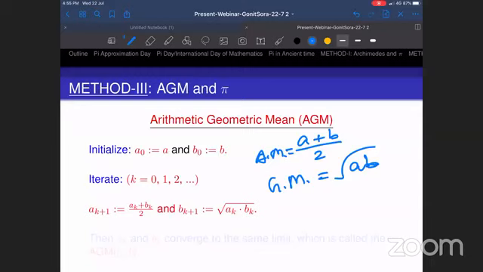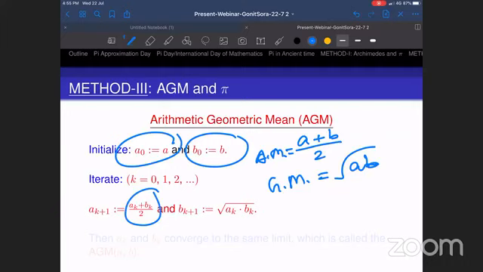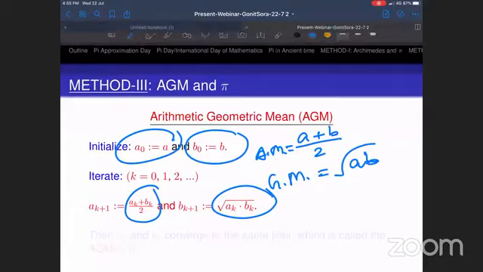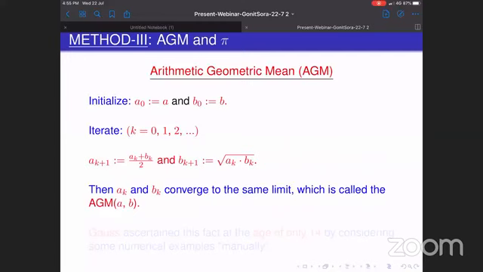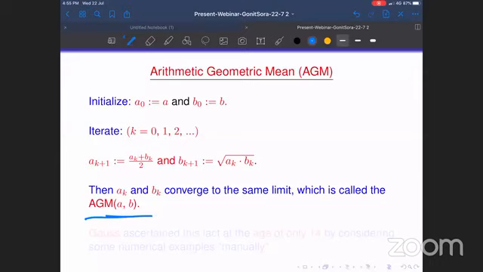So this is the algorithm: a naught is a, b naught is b. Then you just iterate the arithmetic mean and geometric mean, and you go on. Then both the sequence of successive arithmetic means and successive geometric means will converge to the same limit. And this is known as the arithmetic geometric mean of a and b.